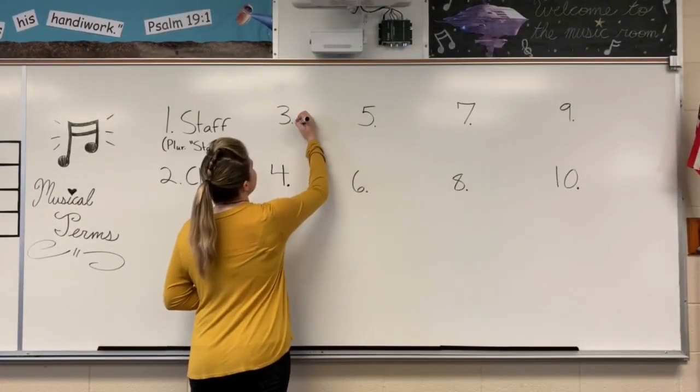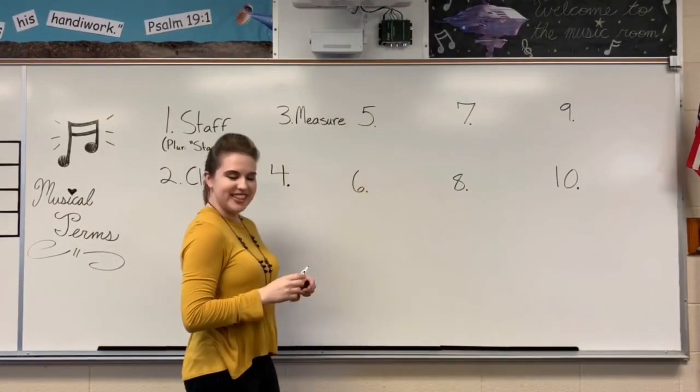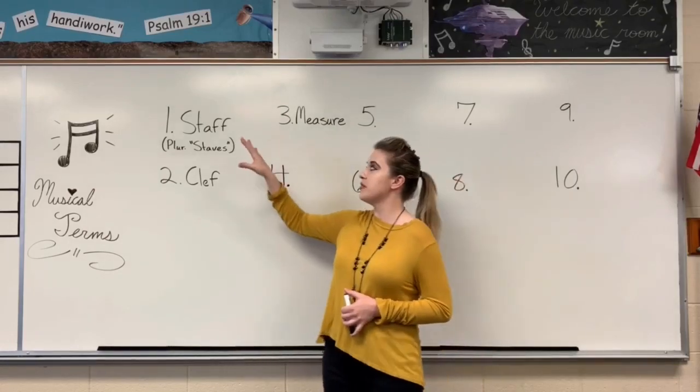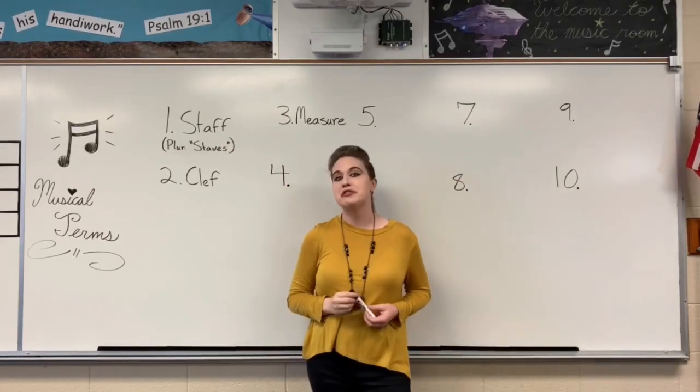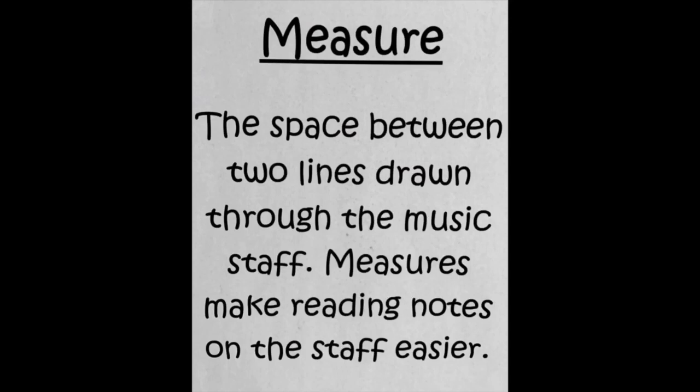Let's move on to number 3. Number 3 is measure. It is what helps to make reading music on the staff a little easier for us. The space between two lines drawn through the music staff. Measures make reading notes on the staff easier.